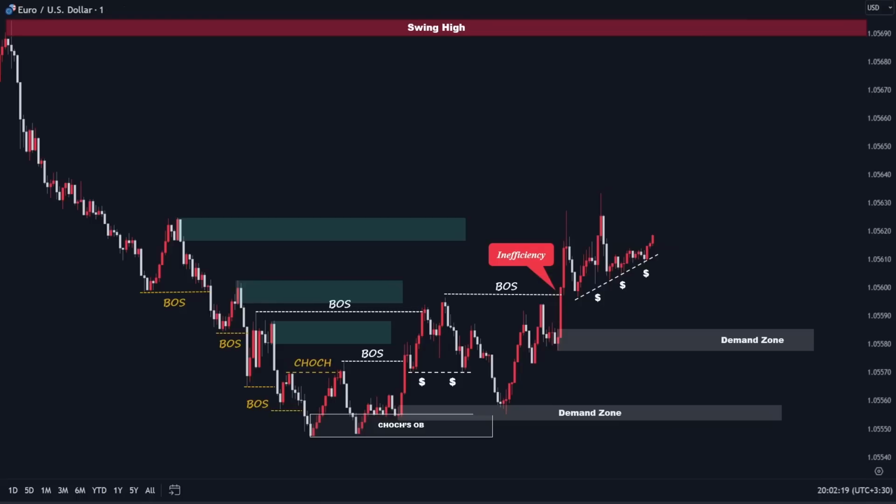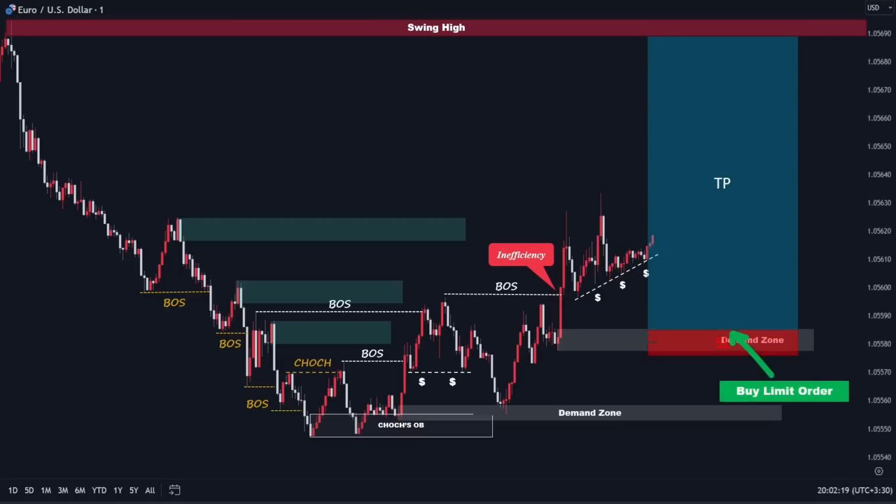Avoid executing more than 3 trades at the same time. For the second and third orders, it's advisable to use half the size of the first position that was executed earlier. Now, in the next step, I'm going to place a buy limit order at the highest point of this order block, and for the take profit, I am aiming for the swing high.